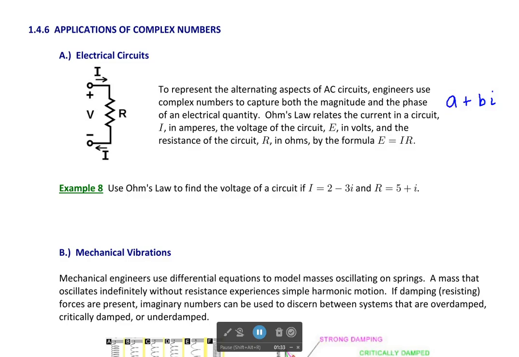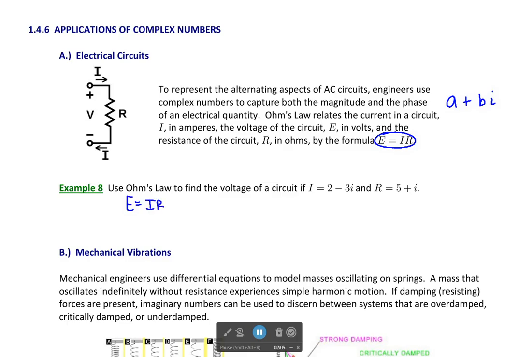Ohm's law relates the current in a circuit, I, in amperes, the voltage of the circuit, E, in volts, and the resistance of the circuit, R, in ohms, by the very simple formula E equals I times R. In example 8, we're going to use this law to find the voltage of a circuit if I equals 2 minus 3i and R equals 5 plus i. So the formula that we're using is Ohm's law, E equals I times R.